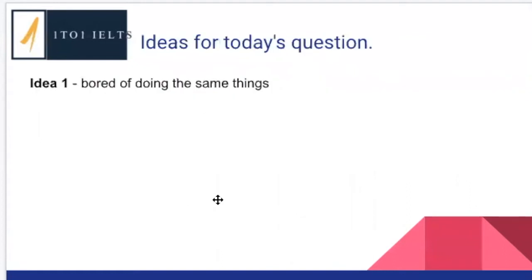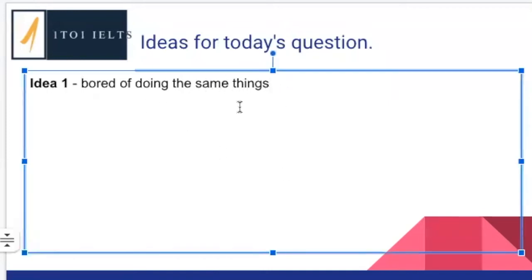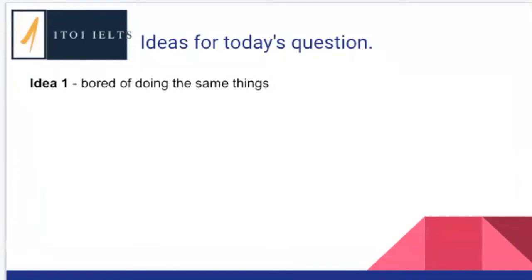So we already had a look at some ideas for this. Remember the question said, some people like to try new things, for example, places to visit and types of food. Other people prefer to keep doing things they're familiar with. We came up with the idea that the reason they like to try new things is they get bored of doing the same things, the same activities. So I'm going to throw this over to my students in the chat. Can you write me a topic sentence for this discussion essay? We're looking at this first view, you should be able to see it at the bottom of your screen, about people being bored of doing the same things.